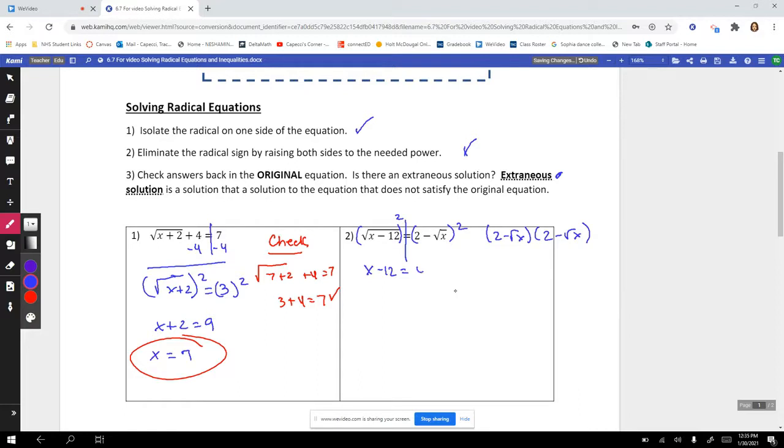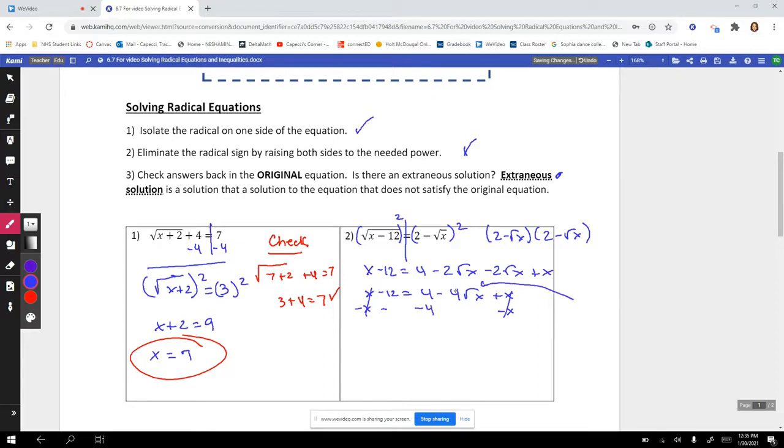2 times 2 gives me 4. My outside is negative 2 root x. My inside is negative 2 root x. And my last is going to give me plus x. Next step, I'm going to combine my like terms. Now, if I subtract x from either side, they're going to zero out. Okay, so now I'm trying to isolate this radical right here.